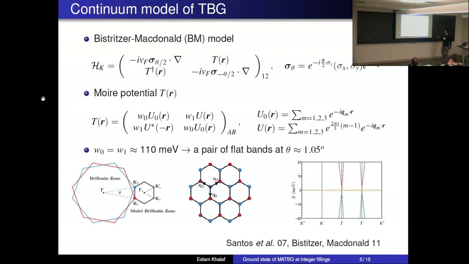And then in the original model, in this paper, they took W0 to be equal to W1, equal to some parameter around 100 meV. And they found that actually there is a pair of flat bands that appear around the magic angle of 1.05 degrees. We notice here that these flat bands almost touch the other bands above and below, which seems to contradict the fact that in experiments we see very clear large gaps when the bands are completely filled and completely empty. And I'll get to the explanation of this later.